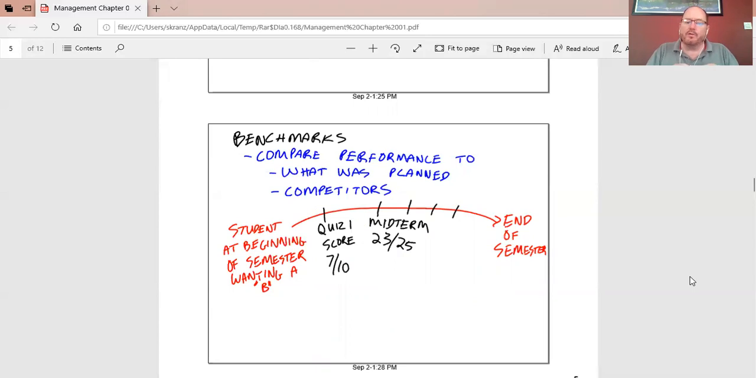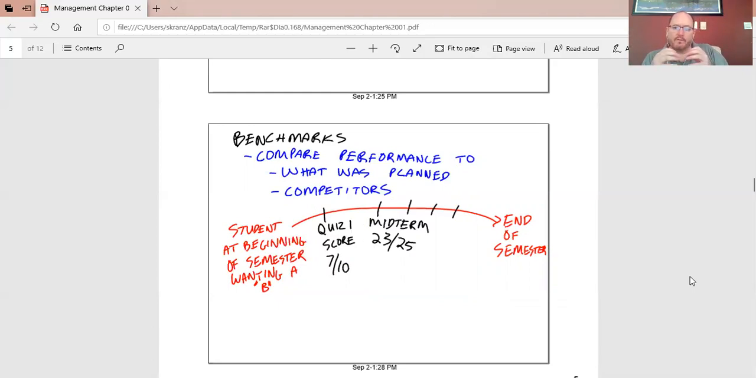Benchmarks are where you set a goal for what you want, and then you measure your performance. Are we achieving that goal or not? So the example I gave is that if a student wants to get a B in the class, and you take that first quiz and you score 7 out of 10, a 7 is a C. So that tells you that you're not achieving your goal. You're not reaching the grade you want.